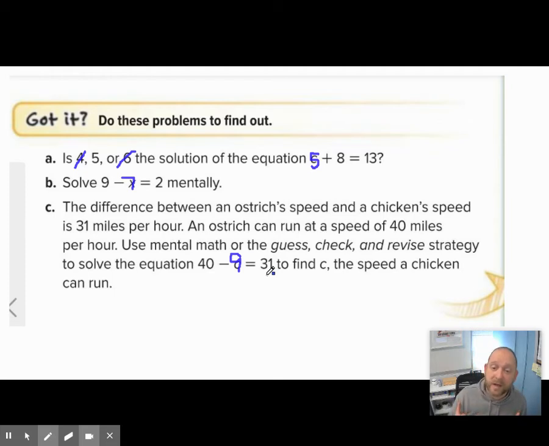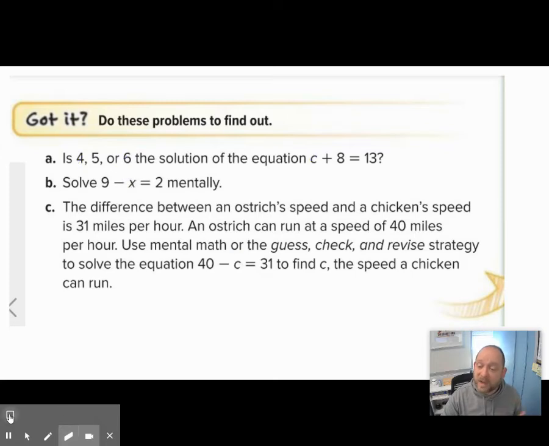That's how I would do it with my daughter. She likes counting up when she does subtraction. There are a lot of different methods you can use to find that answer. You've just got to use one that works for you. When you've got an answer, go ahead and check it, plug it into the equation, and see if it actually makes sense.